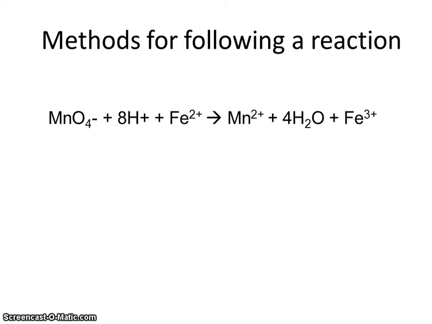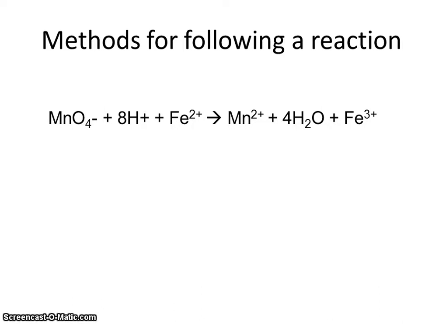So it's a reaction between manganate ions in the presence of acid, and they'll oxidize Fe2+ ions to produce Fe3+ ions. How might you attempt to follow the rate of that chemical reaction? Just pause the video for a moment and see if you've got any thoughts.